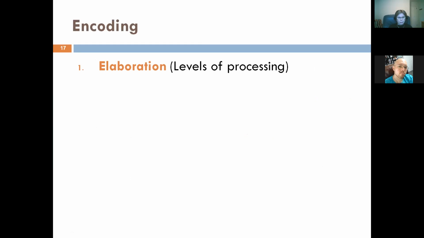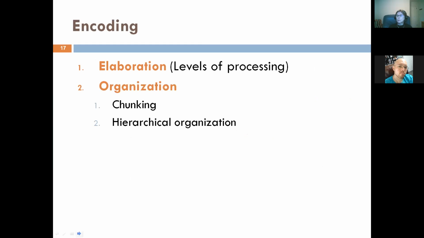So here we're going to be talking about two laws or principles that I will introduce soon that have to do with elaboration and organization. So to encode something properly, and this is just a very general, very vague definition, you have to elaborate on it or you have to organize it. Again, I'm going to give you better definitions of these two.